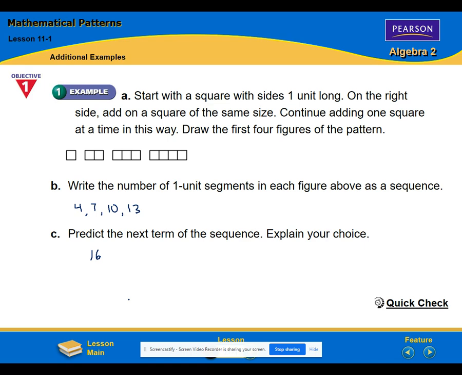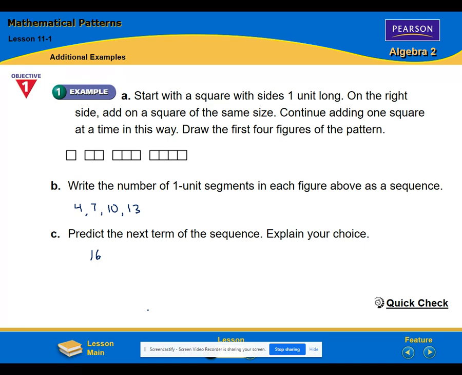And that's what part C says here, predict the next term in the sequence. And the reason is because these are going up by 3. 4 to 7 to 10 to 13 is add 3, add 3, add 3. So the next term would be add 3. That's how you're going to get 16. In doing so, what you've done is you've recognized a pattern, a mathematical pattern.